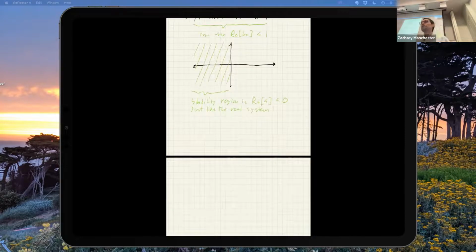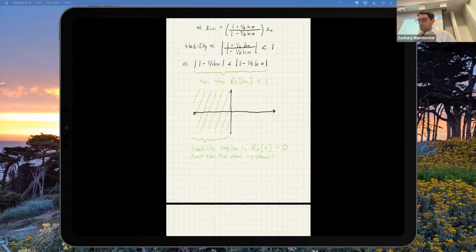Sorry, in your notes, you say that stability is true when real part of H lambda is less than 1 or 2. Yes, sorry. So yeah, that ends up being independent of step size and so on.